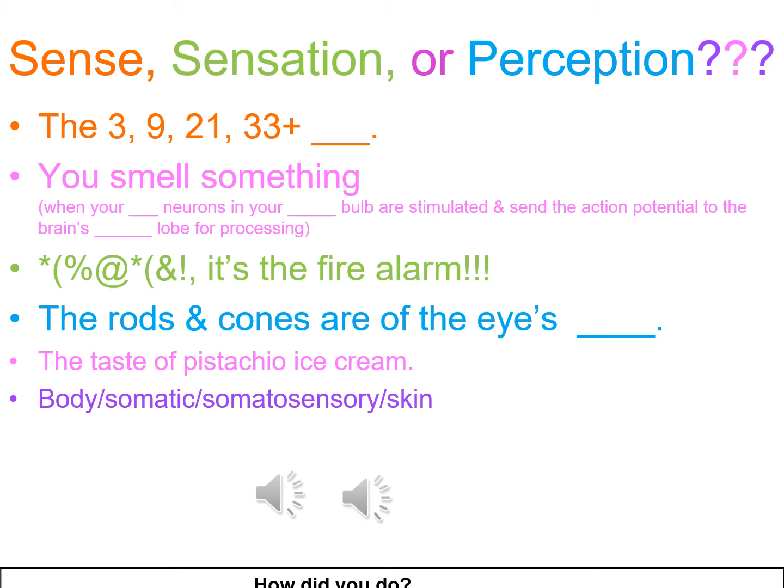Next in green, it's the sound, and that sound has been interpreted, it's been identified, it's been fully processed. Well, that's perception. In blue, rods and cones are a structural part of a sense, so it would be sense. The specific taste of an ice cream, pistachio in this example, that would be fully processed, it'd be interpreted, that would be perception. And the skin senses, body senses, somatic senses, indeed, that would be, again, senses. Hopefully you did well. If not, study a little bit more and perhaps redo the slide.